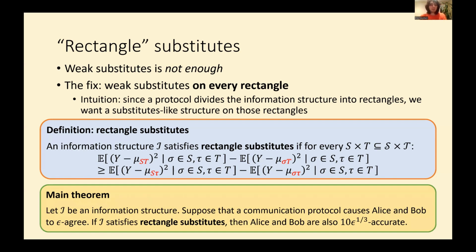So here is our main theorem statement. Suppose that we have an information structure that satisfies rectangle substitutes, and suppose that a communication protocol causes Alice and Bob to epsilon agree. Then Alice and Bob are also fairly accurate. In particular, they are 10 epsilon to the 1/3 accurate.